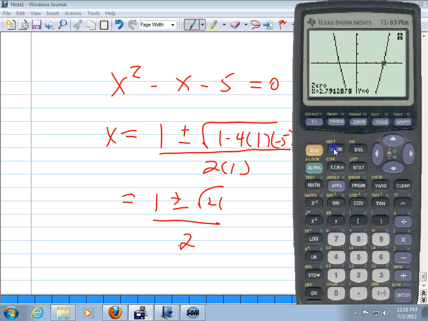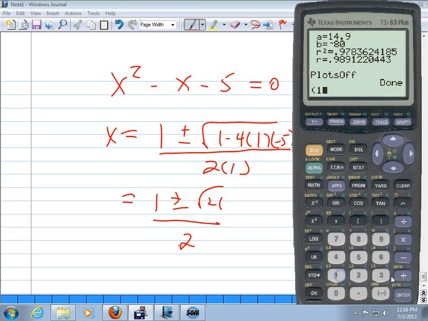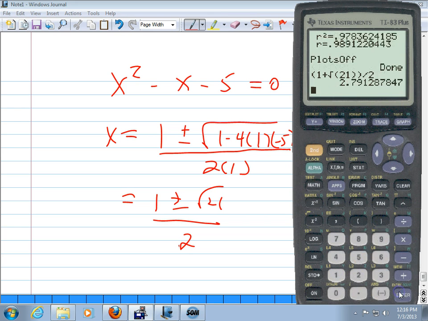So let's check that out. Let's see. What is quantity 1 plus rad 21 all over 2. The 2.791 thing, right? A little bit less than 3. The other one is a little bit to the right of negative 2. Let's see. Second enter. Change this to minus. And it's a little bit to the right of negative 2. There it is. Negative 1.791 something. Those are irrational results. You're not going to get that from factoring. You can't. Not integer-wise factoring, right? All righty. Okay, that's good. We did that.